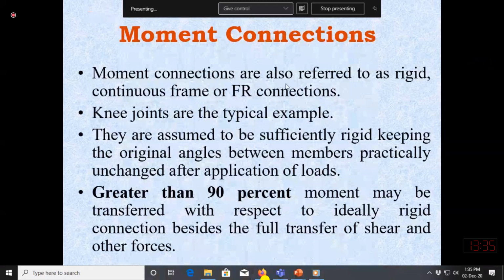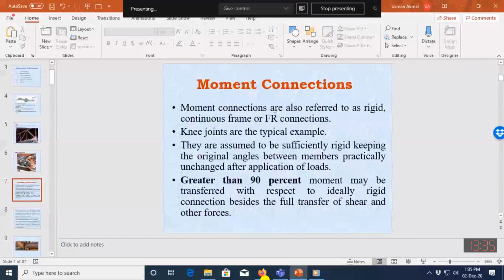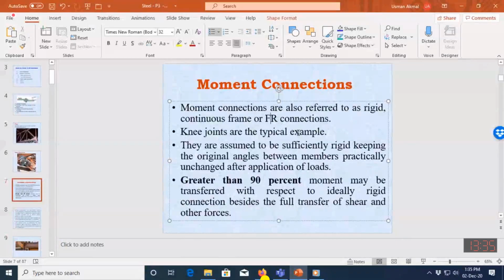Moment connections are also referred to as rigid continuous frame or frame resistance connection, fully restrained connection. Actually I should not use the abbreviation, so rather I need to write it completely: fully restrained connection.